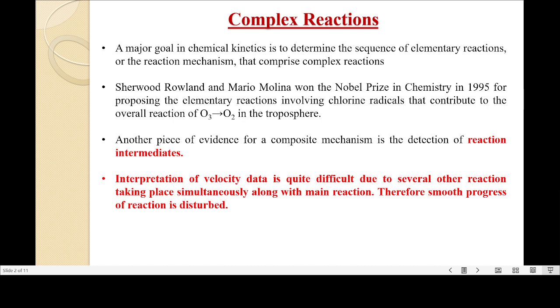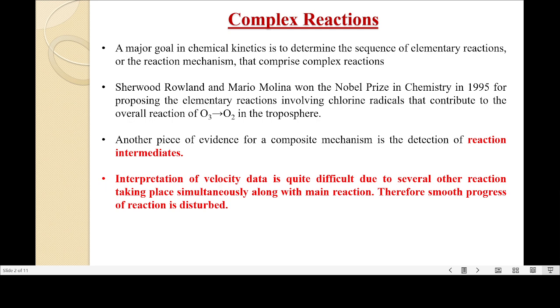A major goal in chemical kinetics is to determine the sequence of elementary reactions, or the reaction mechanism, that comprises the complex reaction. The most important evidence for a composite reaction is the detection of reaction intermediates. And the main difficulty in interpreting the velocity measurements is due to several other reactions taking place simultaneously along with the main reaction. So what happens? The smooth progress of the reaction will be disturbed. This is the type of complex reactions.